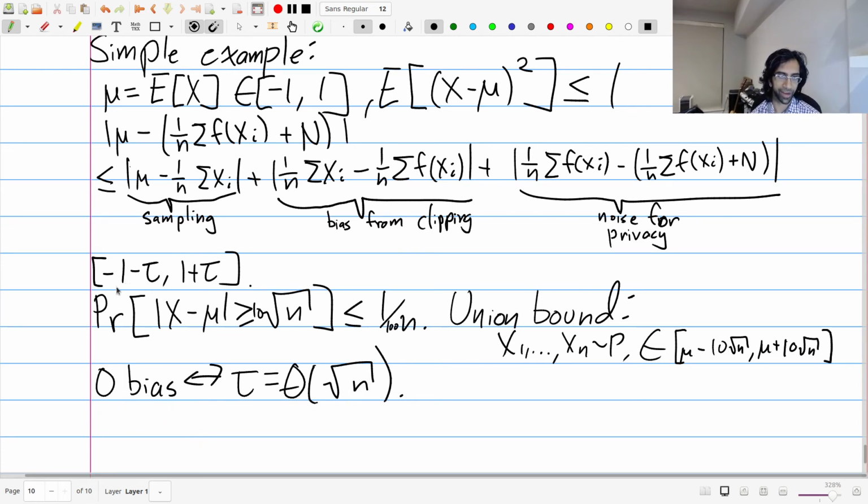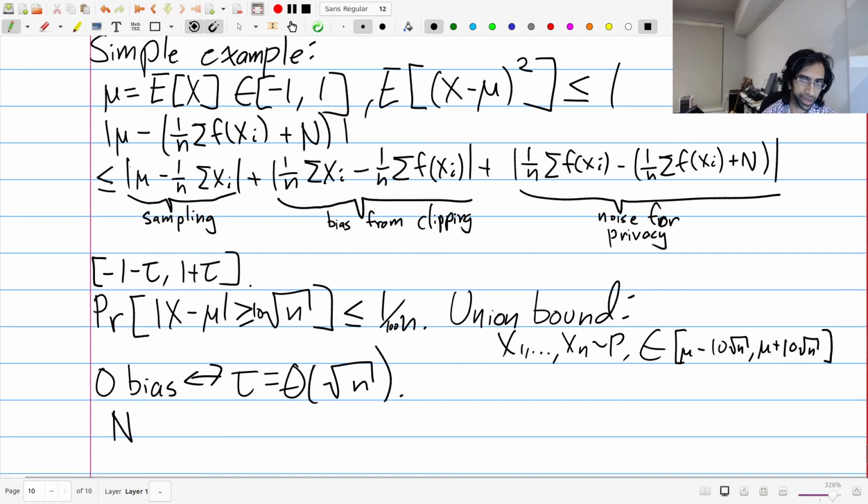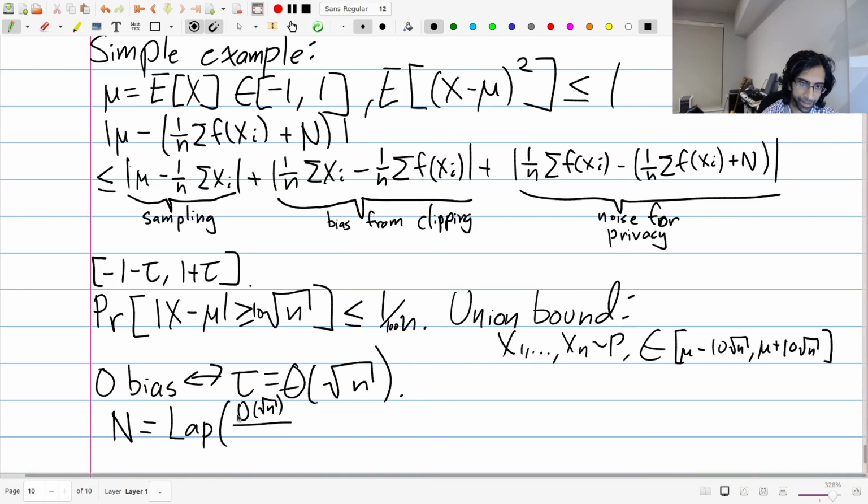Okay, so we've got zero error for clipping, but let's see what sort of noise we would have to add. Recall that we would have to add noise proportional to the width of this interval. So the noise that we'd add is essentially Laplace of theta of square root n divided by n epsilon, so the width of the interval divided by n times epsilon. Now let's look at how big the error is due to all three of these things: sampling, bias from clipping, and noise for privacy.